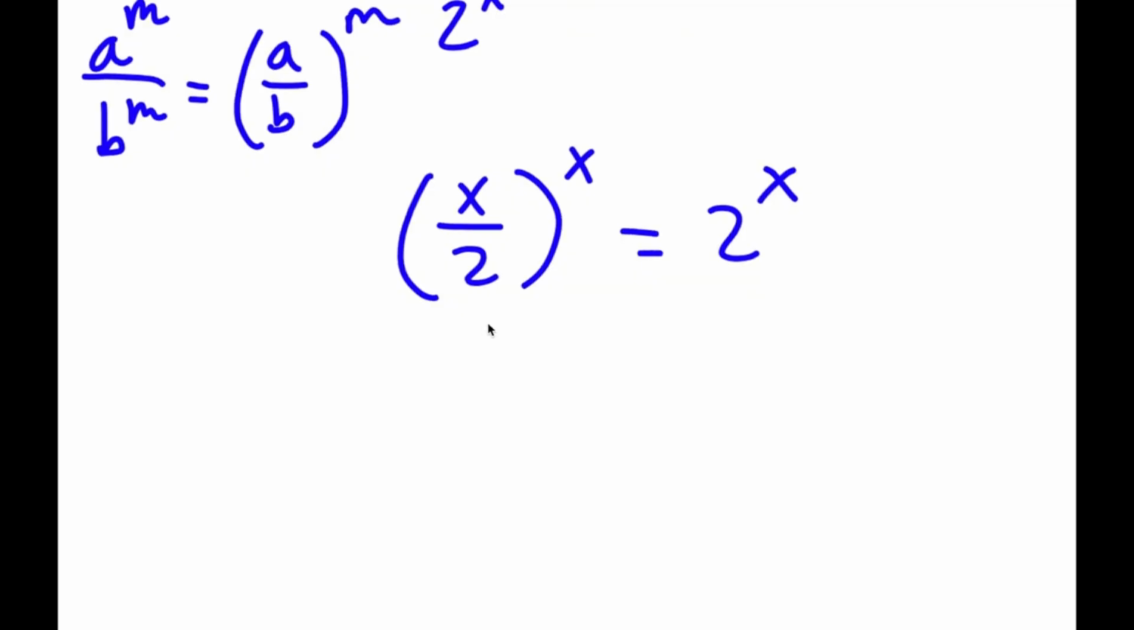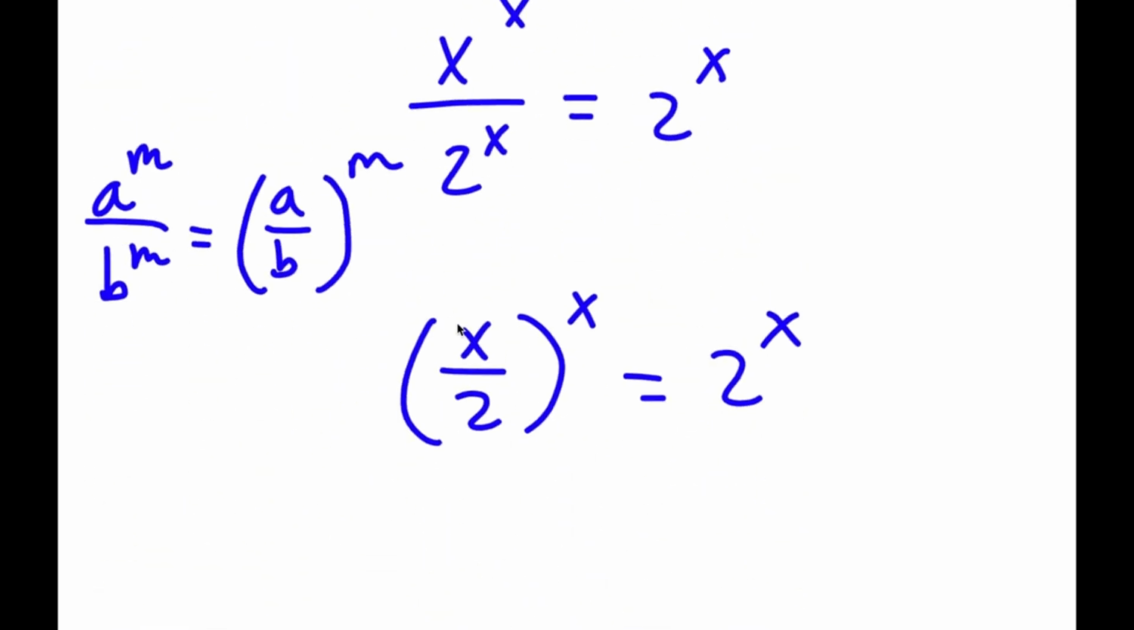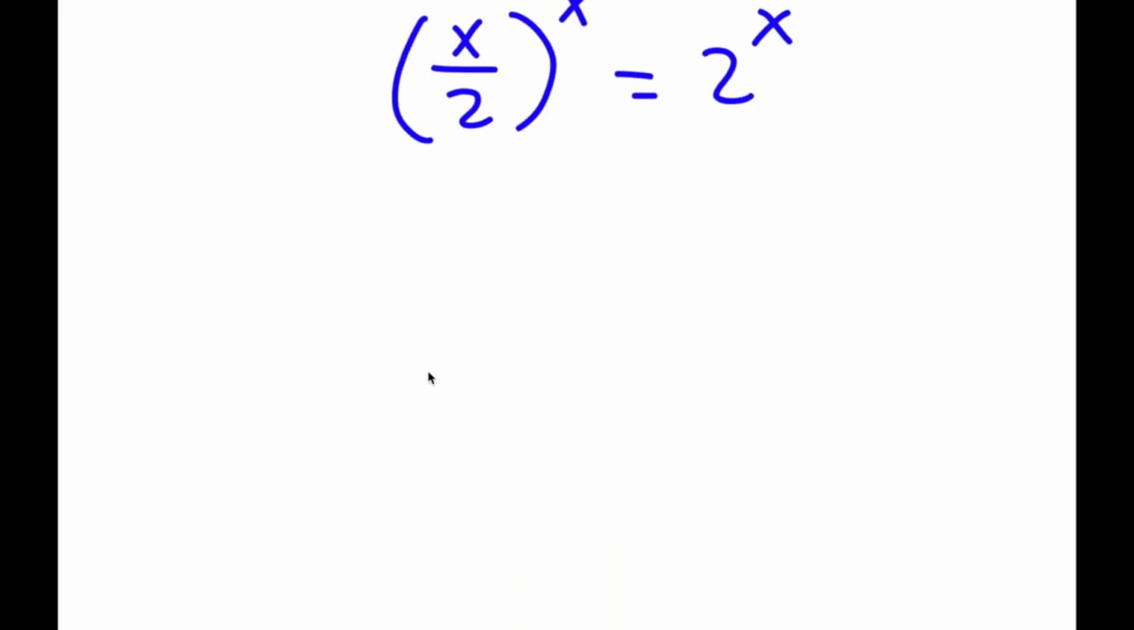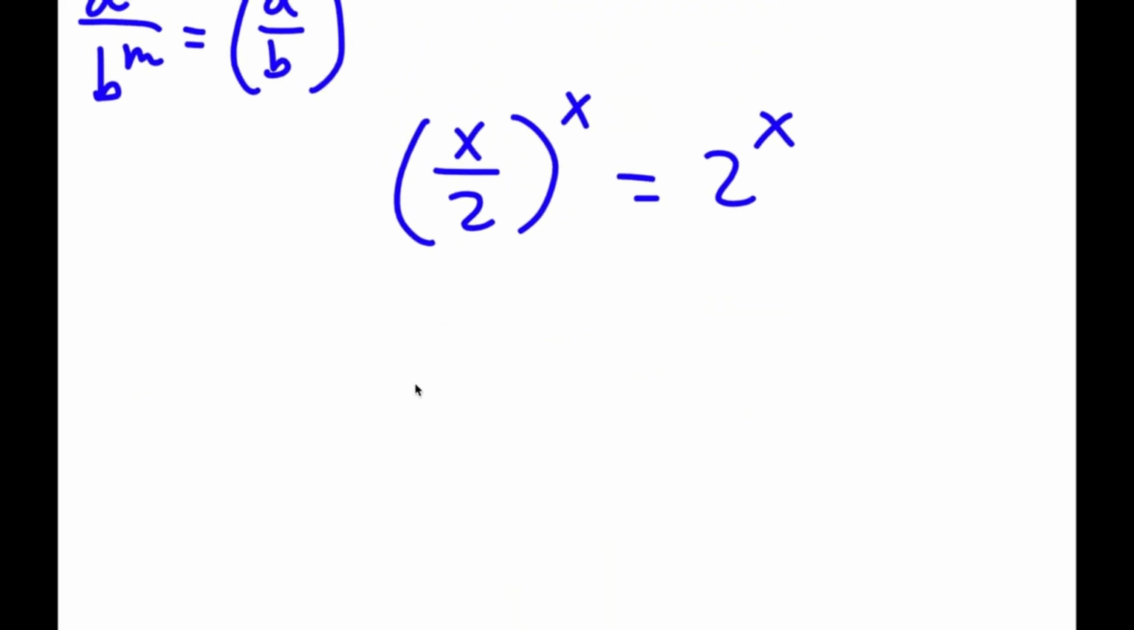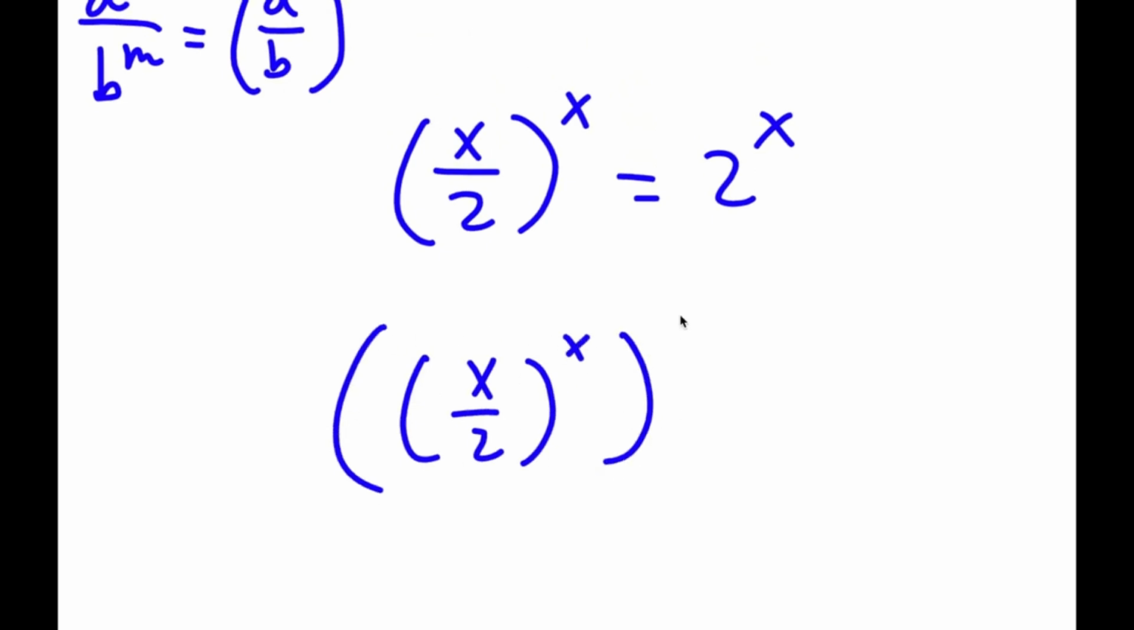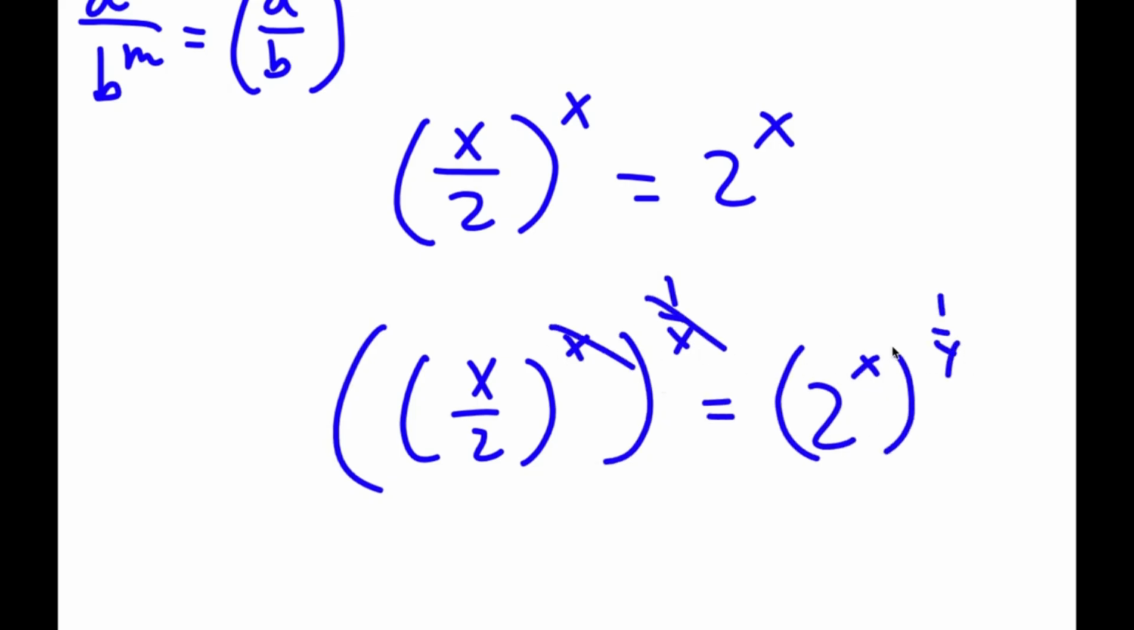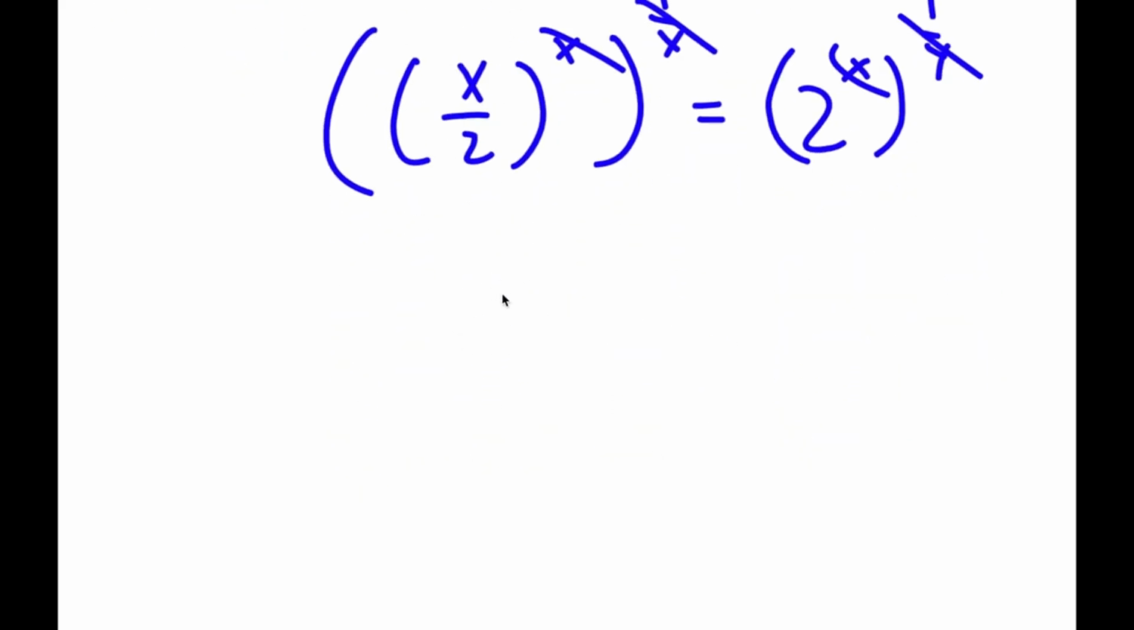Now, I'm going to take the power of 1 over x on both sides. So now I have x over 2 to the power of x, to the power of 1 over x, is equal to 2 to the power of x, to the power of 1 over x. Now x and 1 over x cancel out on both sides. So now I'm going to be left with x over 2 is equal to 2.